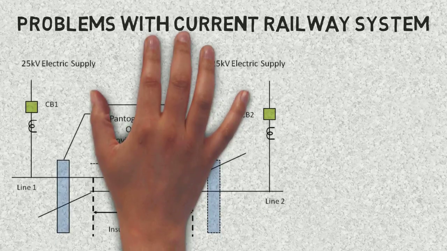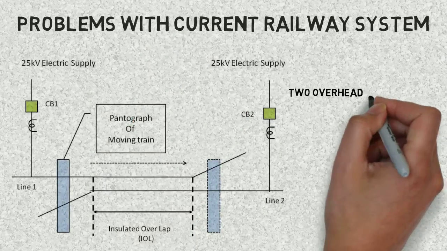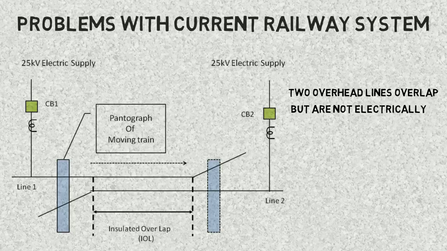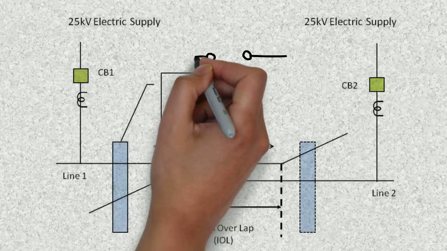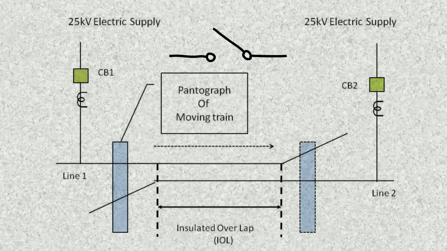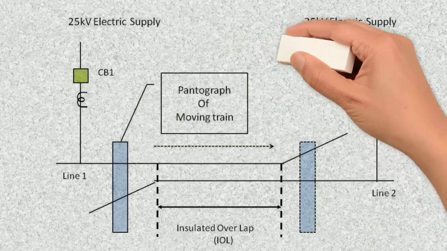At a certain location within the railway network, there comes a point where two overhead lines overlap each other but are not electrically shorted. This is known as insulated overlap. Whenever a train passes through an insulated overlap, the two supply lines coming from either side are momentarily shorted because of the pantograph of the railway.